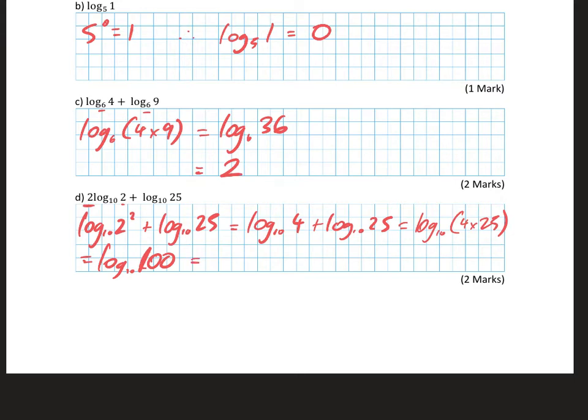What power do I raise the base number 10 to get 100? 2. Okay, 10 times by 10 is equal to 100. So that's page 4 done. Moving on.